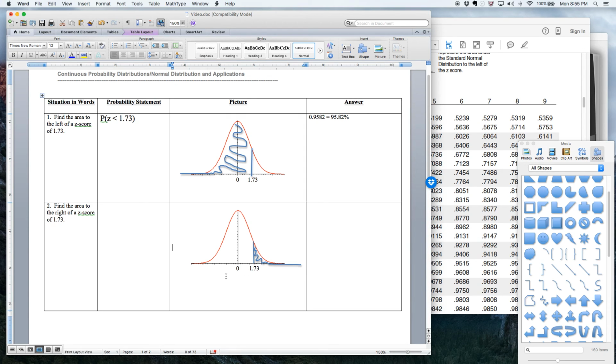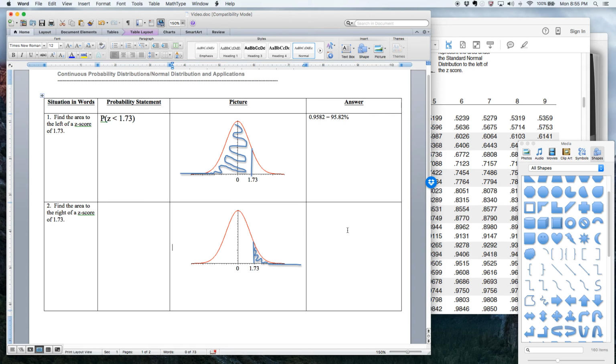It's called asymptotic to the x-axis. It extends infinitely in both directions, and this red curve never actually touches the black bottom axis. The red bell curve kind of floats on top of that x-axis. So it extends infinitely in both directions. So when we say find the area to the right of 1.73, we mean from this line right here, 1.73, to the right forever. How much area is that?